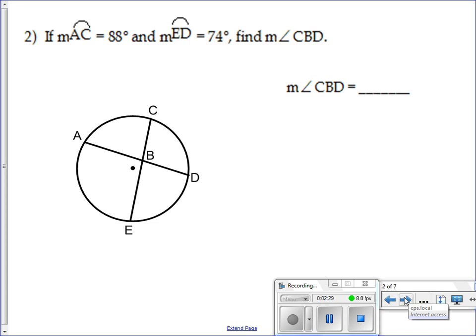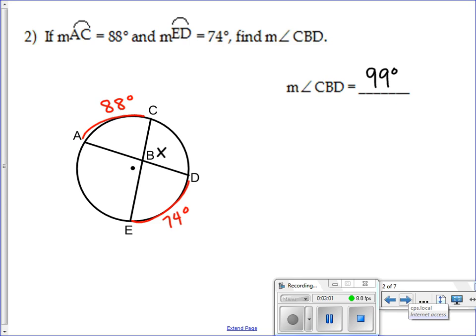All right, the answer for number 2, the measure of angle CBD is 99 degrees. If you did not get this correct, let's go ahead and go over it. So you guys are given that arc AC is 88 degrees. You're also given that arc ED is 74 degrees. And we're trying to find the measure of angle CBD. I'll put a little X here.